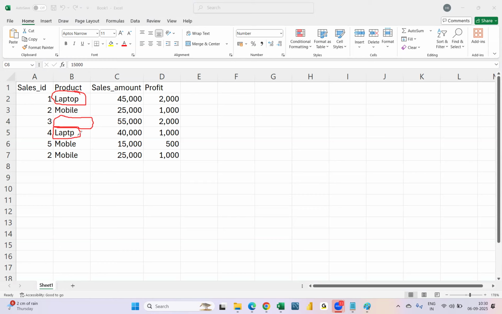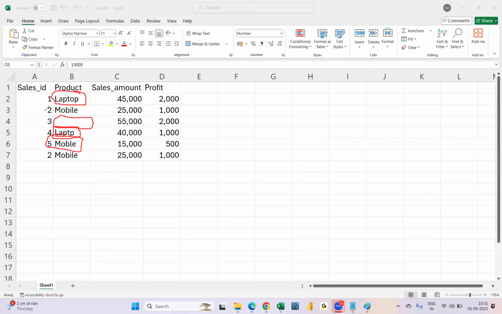If a person like us normally looks into this data, there is a laptop written in this manner. This is a laptop. Actually, this is also a laptop only, but there is a spelling mistake, so I need to correct it. And then what else? You can see the mobile spelling also has some mistake.